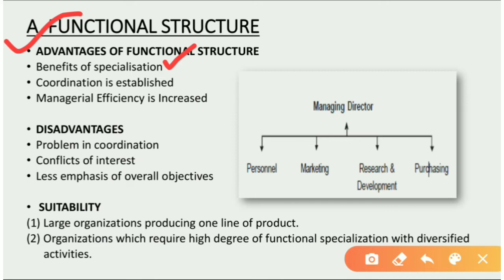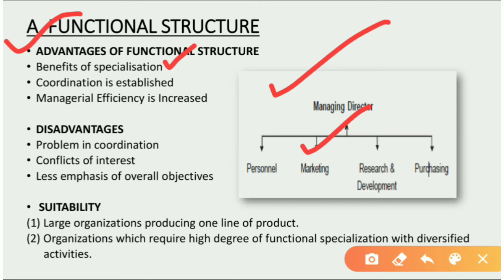So if an organization is adopting the functional structure, we will see what benefits and disadvantages they have. The first advantage is that it helps in developing specialization. How? See students, under the marketing department, for example, the employees working there will always perform the marketing functions. By doing one function again and again, they become specialized in that function. So this leads to specialization in that function.